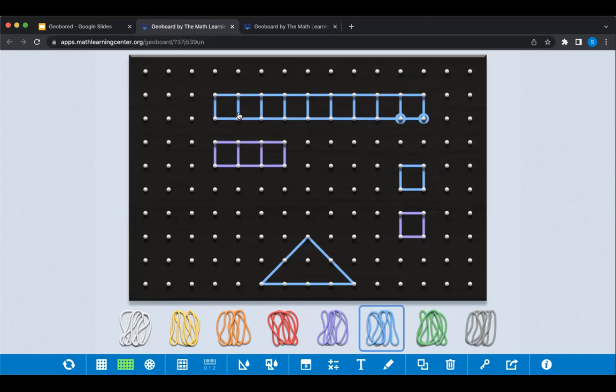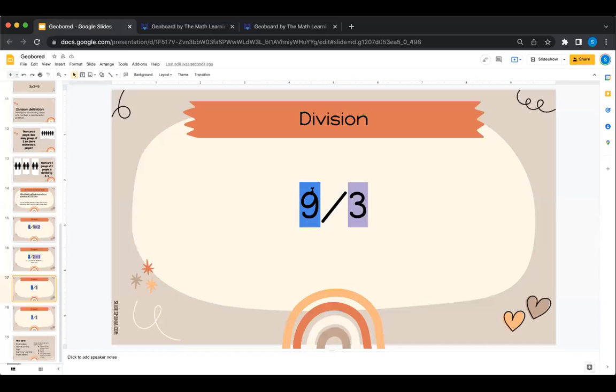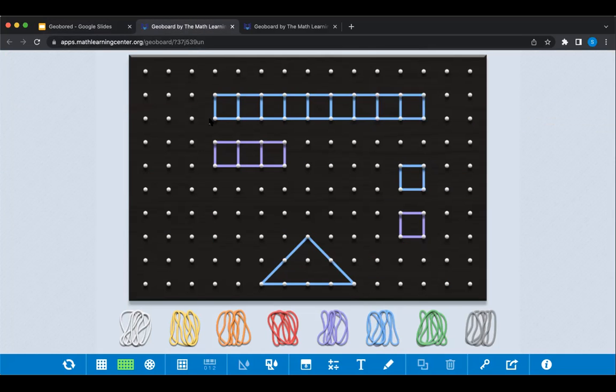Okay, let's count our blue squares together. 1, 2, 3, 4, 5, 6, 7, 8, 9. And our purple squares. 1, 2, 3. Perfect. So we're doing 9 divided by 3. How many times does this 3 fit into this blue 9 squares? Talk with your partner and try and work this problem out, okay? I'm going to give you guys a hint first, and then you're going to do this one with your partner.